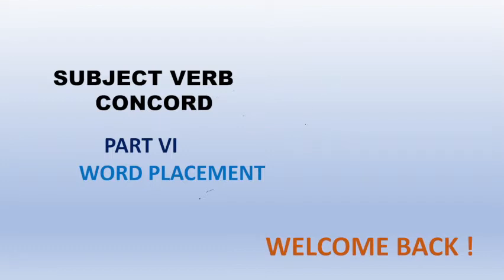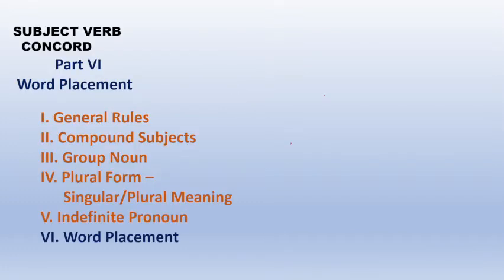So this is the final part of subject verb concord or subject verb agreement: word placement. As we have studied till now, let's have a quick recap. What is subject verb concord? When a verb is placed according to the person and the number of its subject, it is called subject verb concord.